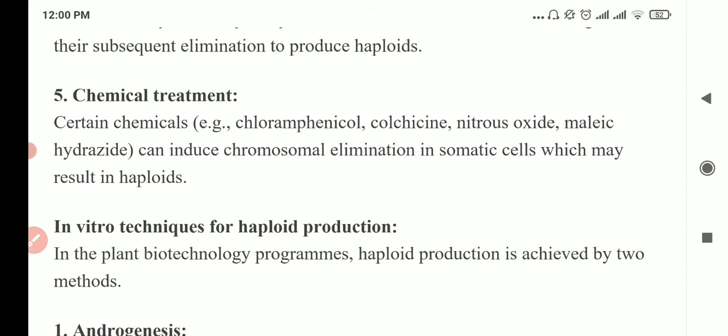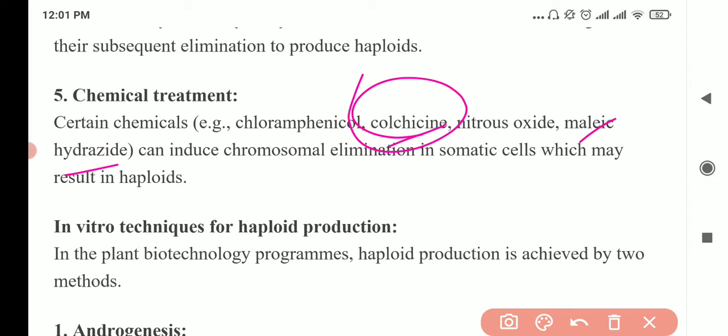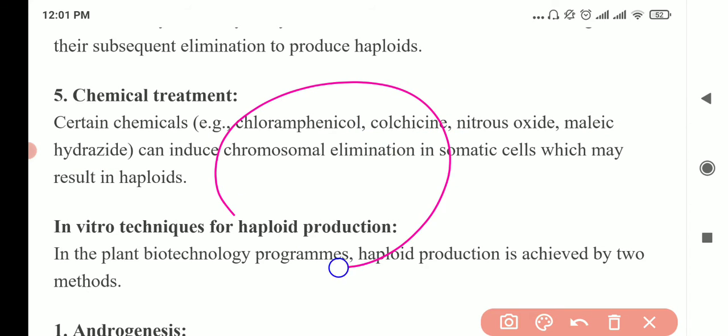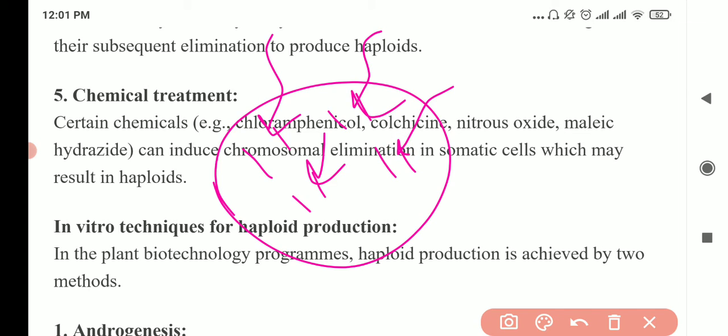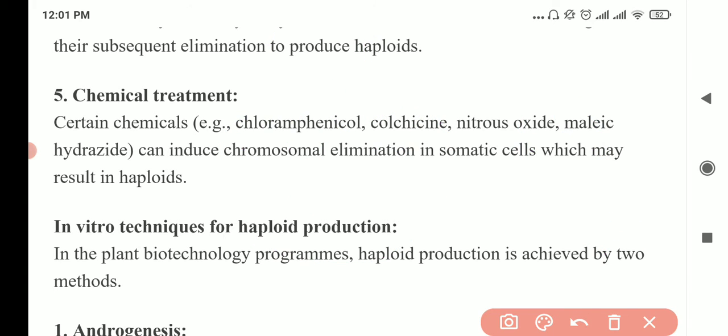Chemical treatment: we can treat with certain chemicals like colchicine, chloramphenicol, nitrous oxide, maleic hydrazide, etc. The most common one is colchicine, and these chemicals induce chromosome elimination. Suppose you have a pair; colchicine is such a chemical that it attacks and binds to one of the pair, and only the single set will remain.